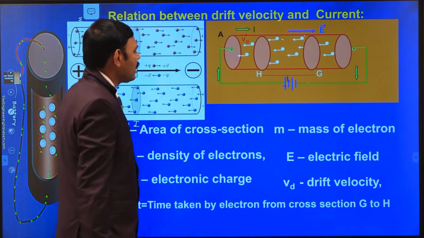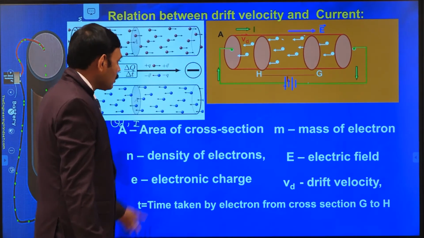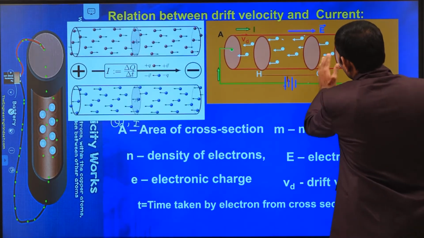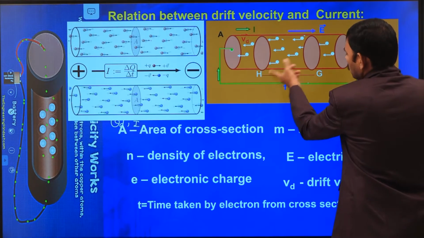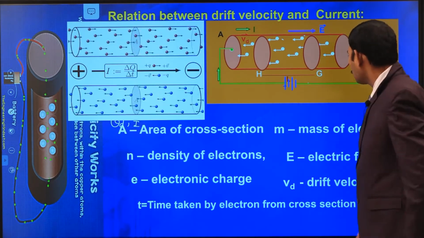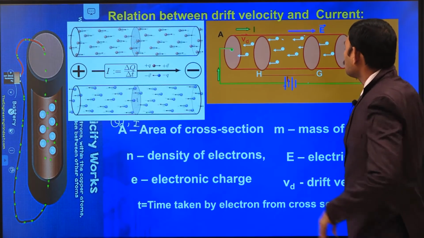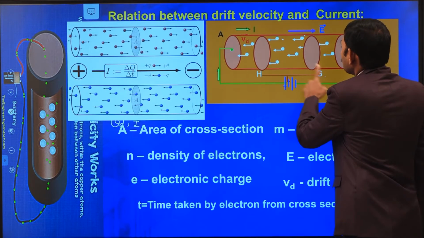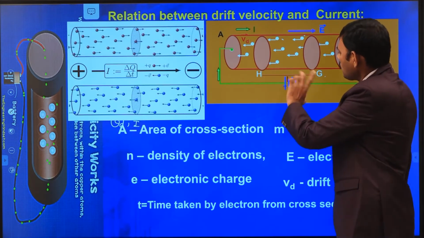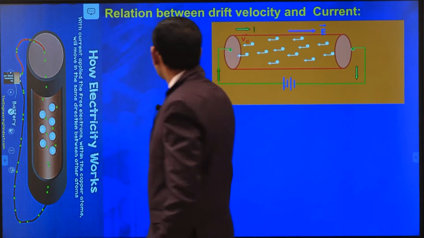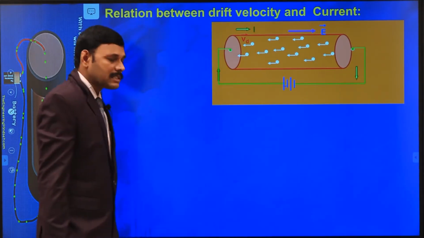So let us move on to the derivation part. Here we consider 2 points, G and H. Let the electrons be moving, and let t be the time taken by the electrons to move from G to H. Time taken by the electron is t. So let us move on to the derivation part after knowing the introduction of the basic terms.